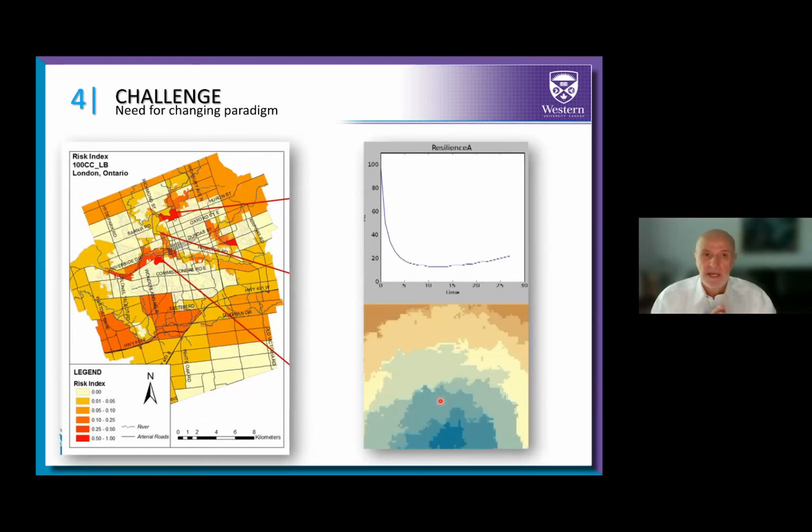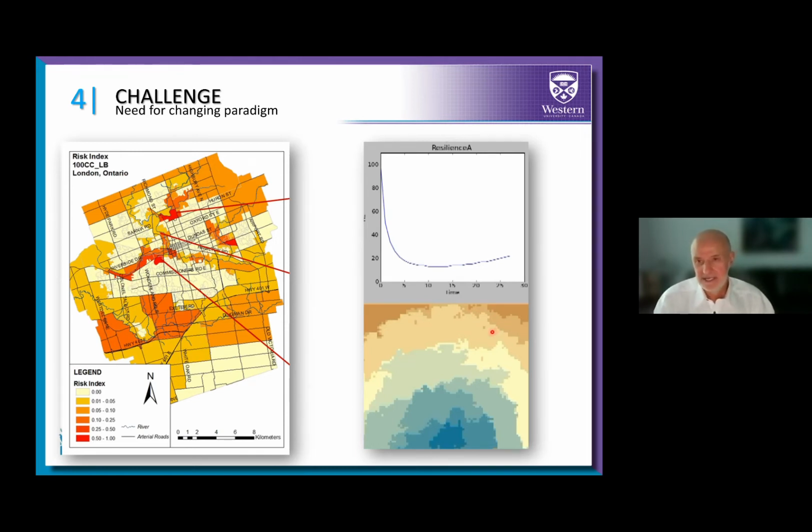So my presentation is about these two pictures. On the left-hand side, you have a representation of a risk map, where different shades of red color are showing the risk from climate change-caused flooding in the city of London in Canada, where I live. Different locations are obviously exposed to different kinds of risks, and these maps are representing and showing that.